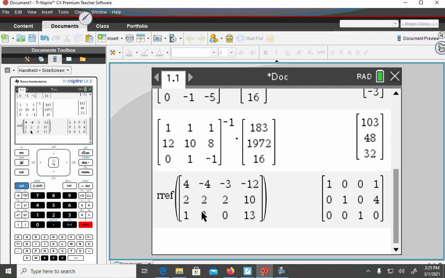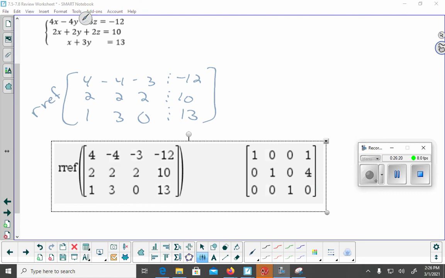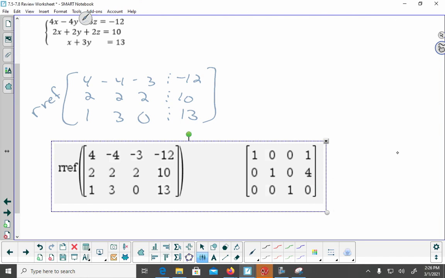And when I hit enter, what should happen is, I copy my display over. When I do reduced row echelon form on my calculator, the first 3 columns should be that identity matrix. That last column is going to be your answers. So that means that X is equal to 1, Y is equal to 4, Z is equal to 0. So my ordered triplet would be 1, 4, and 0.